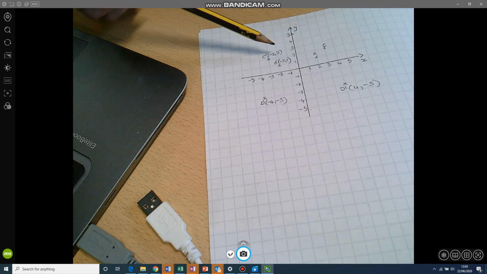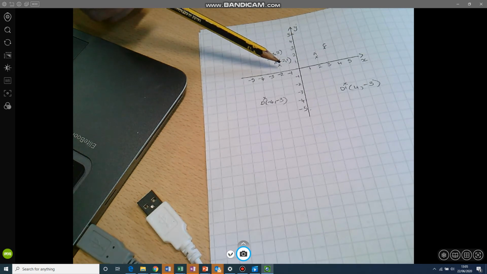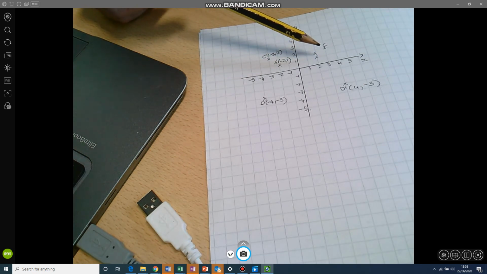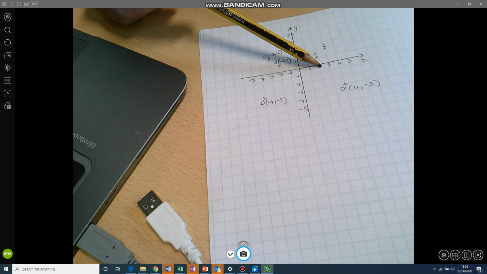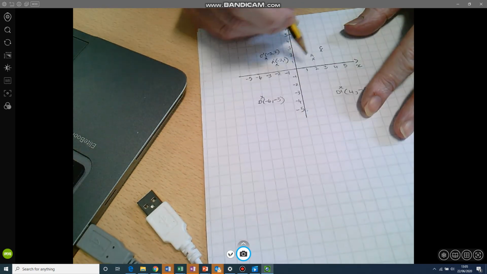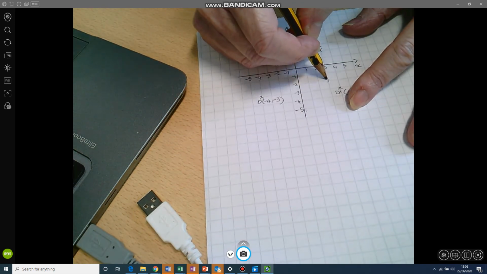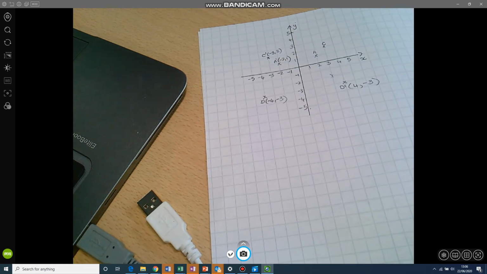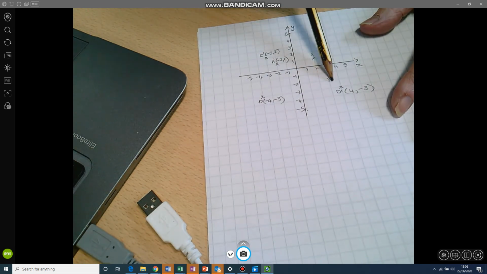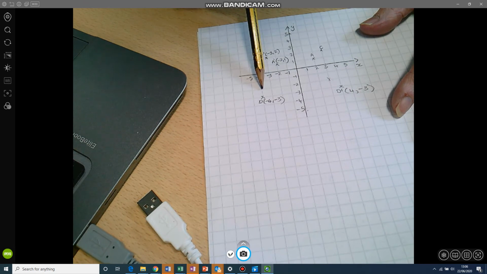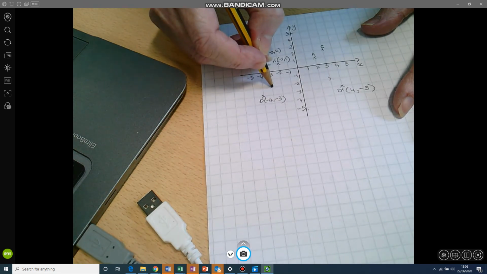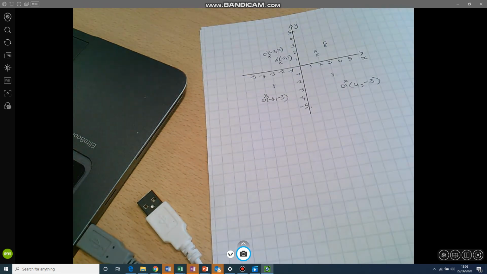So we go 3 along, 2 down. Oh, apologies, I've drawn it as (3, 2). It should indeed be (3, -2). So down here, reflection in the y-axis is just going to move it to this position here. So it becomes (-3, -2). So again, it's changing the x-coordinate.